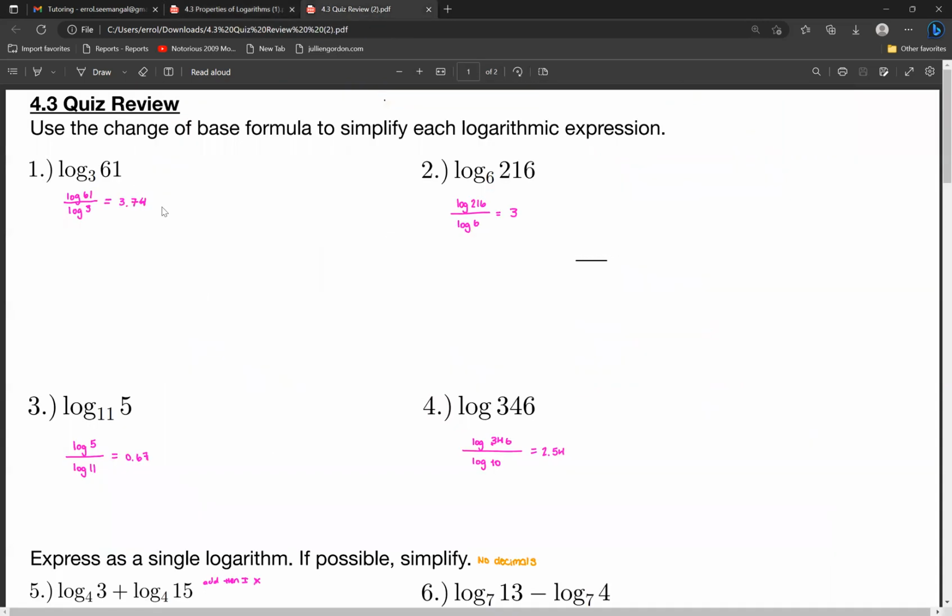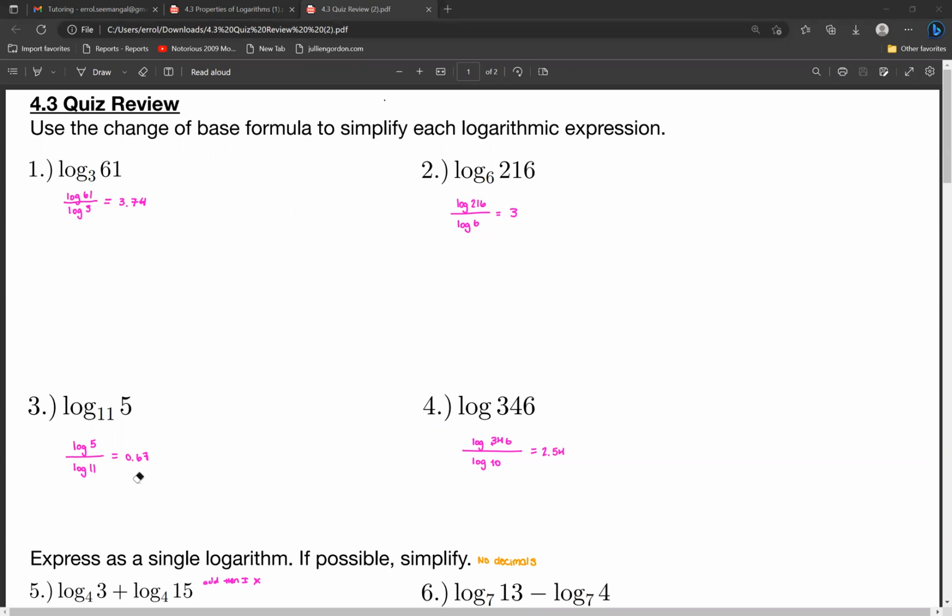So let's go back here. Log big number, which is 61, what you have as a numerator. There's your log big number. There's your log base number. Just plug that into the calculator. That's one. Same idea on two. There's your log big number. There's your log base number. Plug that into calculator. Three, same idea.